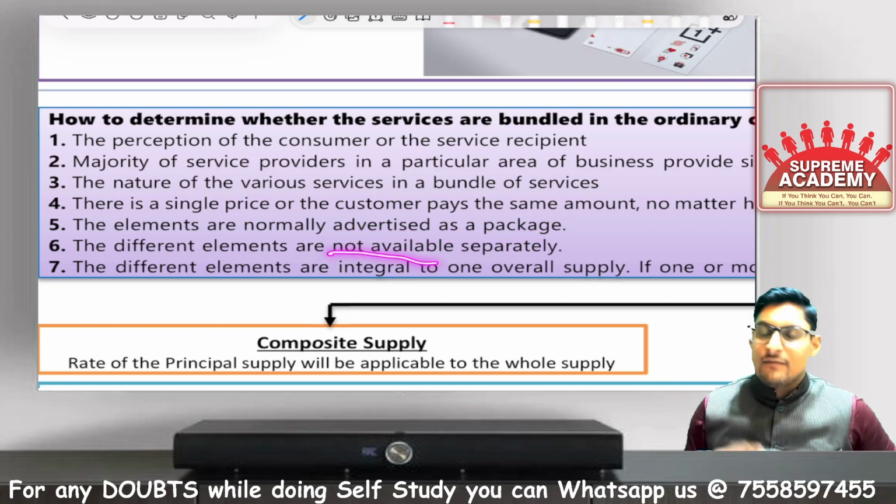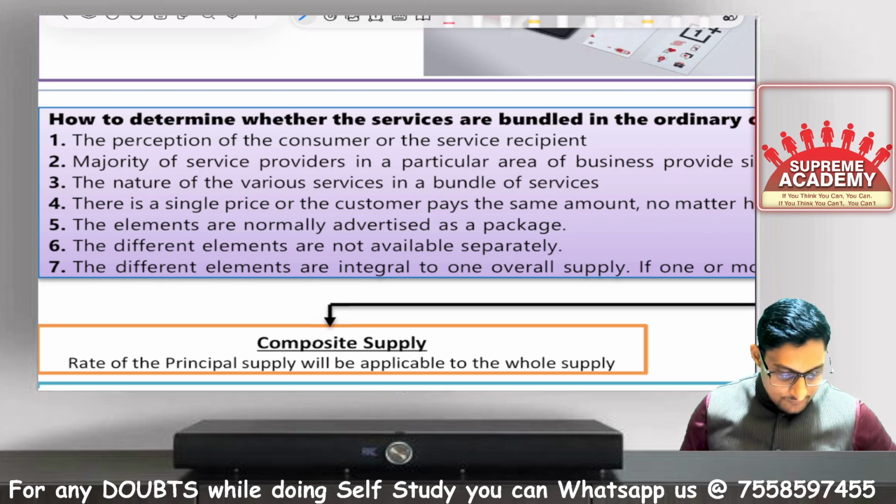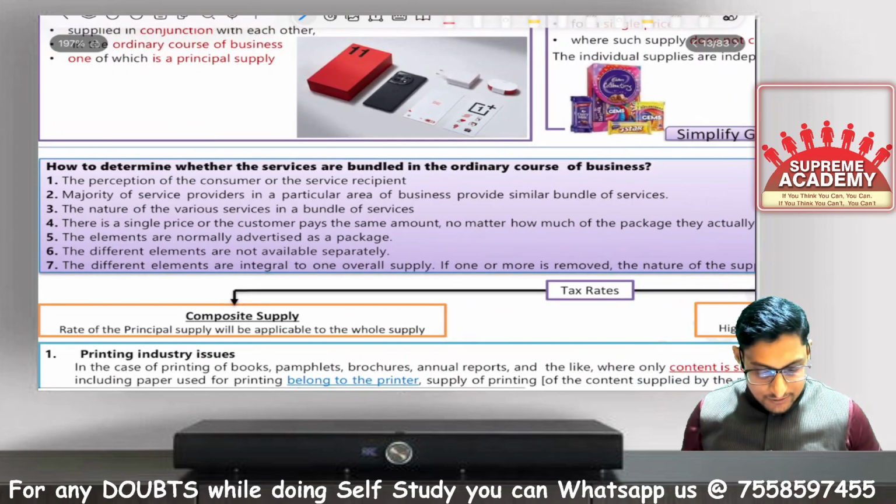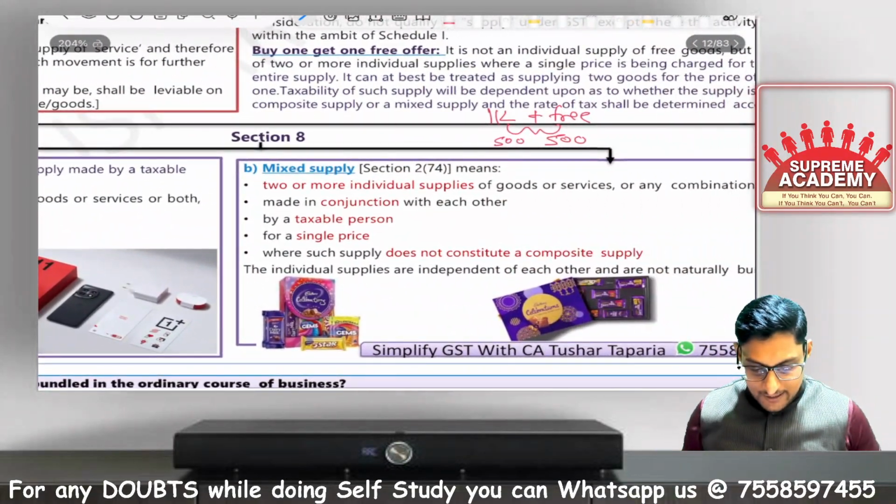Different elements are not separately available. So for example, you have purchased a product, any product coming with a simple spare part that is not available in the market, that is a naturally bundle. Okay, these are the examples of naturally bundle. So this is all about composite supply.